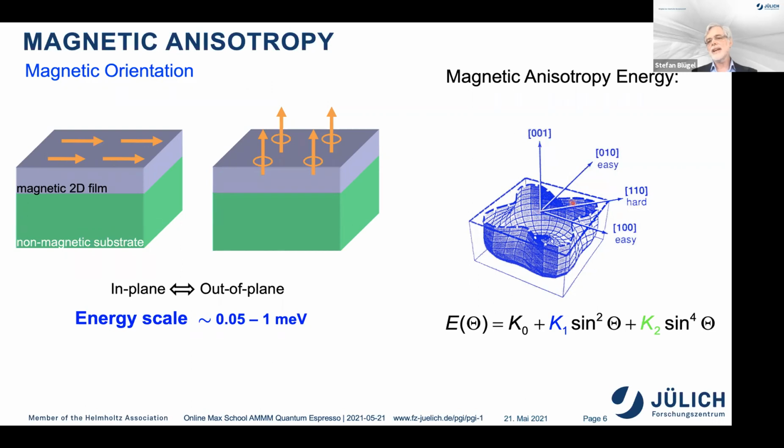You see in certain energy directions, like the 110 direction, in this particular case, the energy is high. And in another direction, the energy is low. And therefore, this is the magnetic anisotropy energy. And now you say, what is the importance of this very small number?